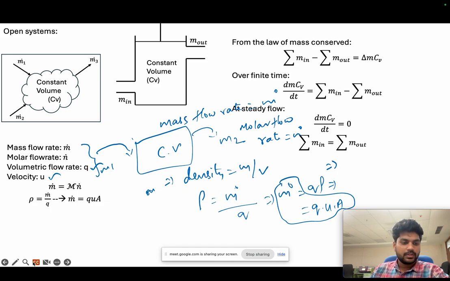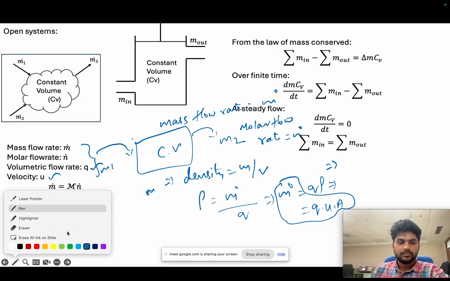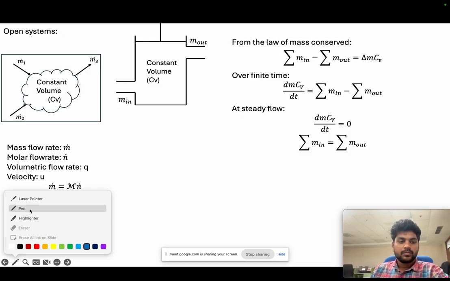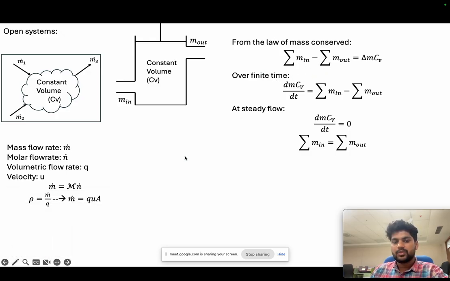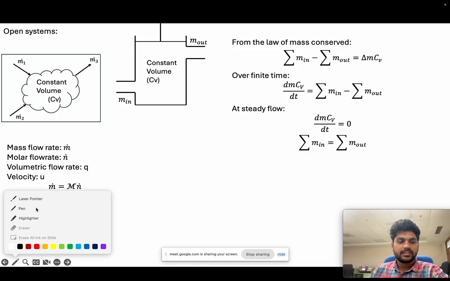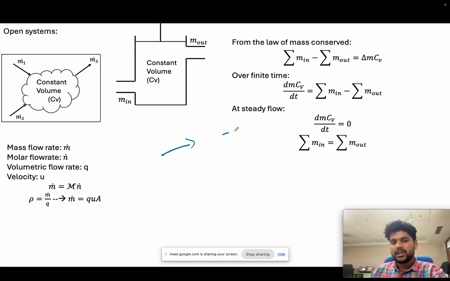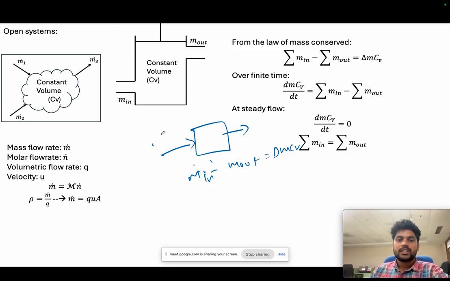So now from the law of conservation of mass, whatever goes inside comes out, and the external mass won't be there. So it will be m in minus m out equal to delta m of the control volume. If you use this over a finite time, whatever comes in goes out. So that is the conserved mass.